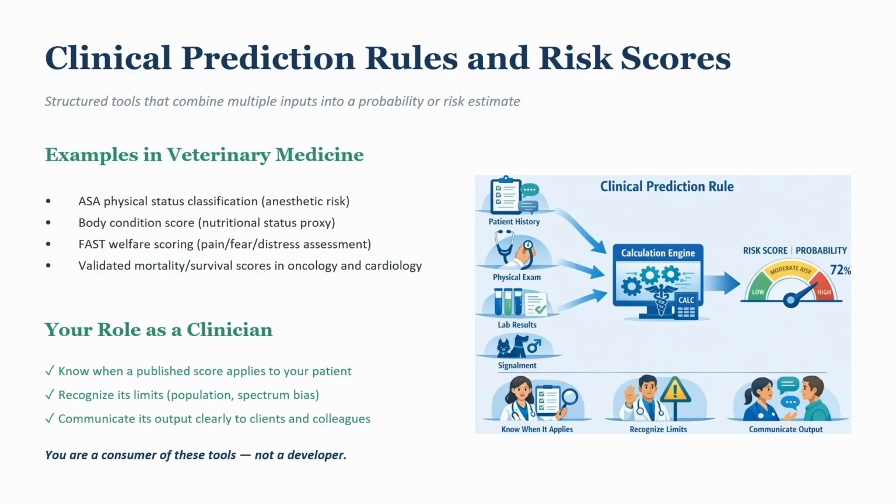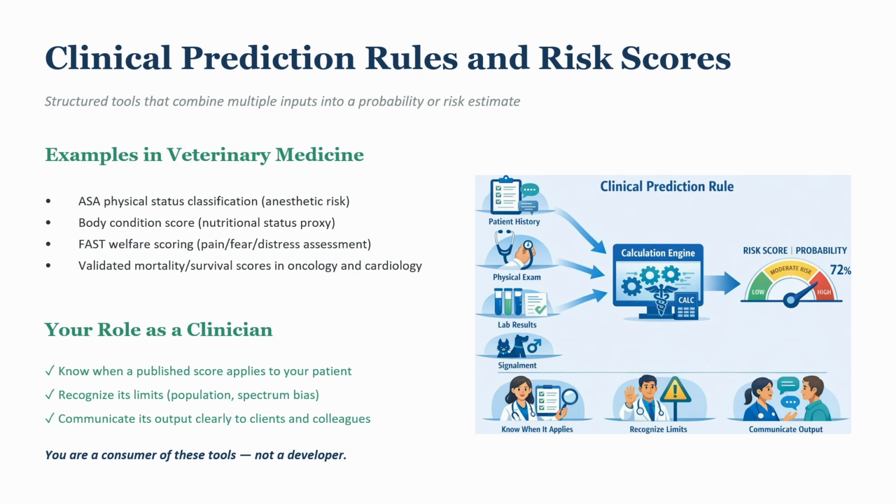The last concept for this talk is clinical prediction rules and risk scores. These are structured, validated tools that take multiple clinical inputs, signalment, history, exam findings, test results, and combine them into a single probability estimate or risk score. You already use these every day. The ASA physical status classification before anesthesia is a clinical prediction rule. Body condition scoring is a structured measurement tool that serves as a proxy for nutritional status. Welfare scoring systems like FAST combine behavioral and physiological inputs into a structured assessment. In oncology and cardiology, validated survival and mortality scores combine multiple variables into a prognostic probability.